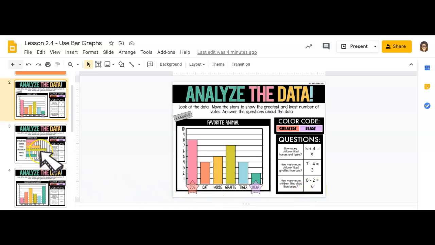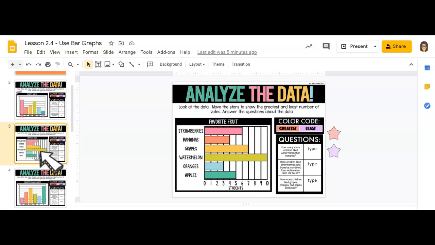Let's look at one more example. I'm not going to do this one with you, but you will be ready as soon as you're done watching this video to complete it. Here's your graph. You have all of your categories. They're fruit this time. Here's your numbers that represent the number of votes down here at the bottom. And then you know what to do with your stars and your questions.